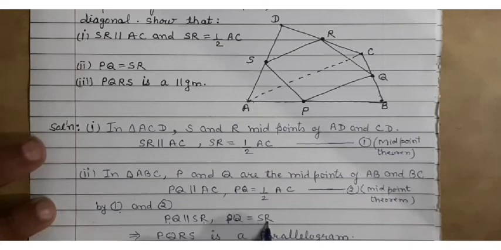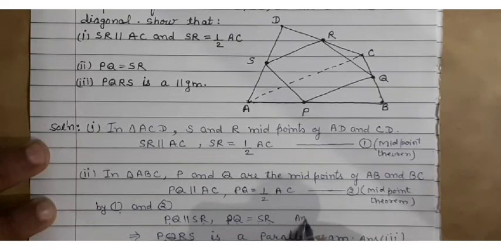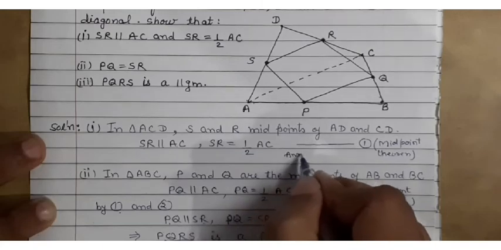So in any quadrilateral, if two opposite sides are parallel and equal, then we can say this will be a parallelogram. Hence PQRS is a parallelogram. This is your answer number 3. It was your answer number 2. And this is answer number 1.